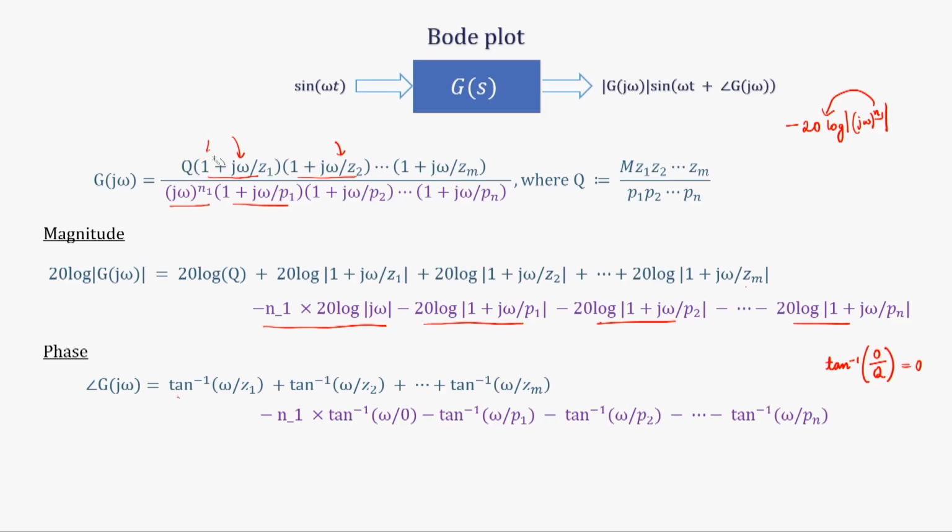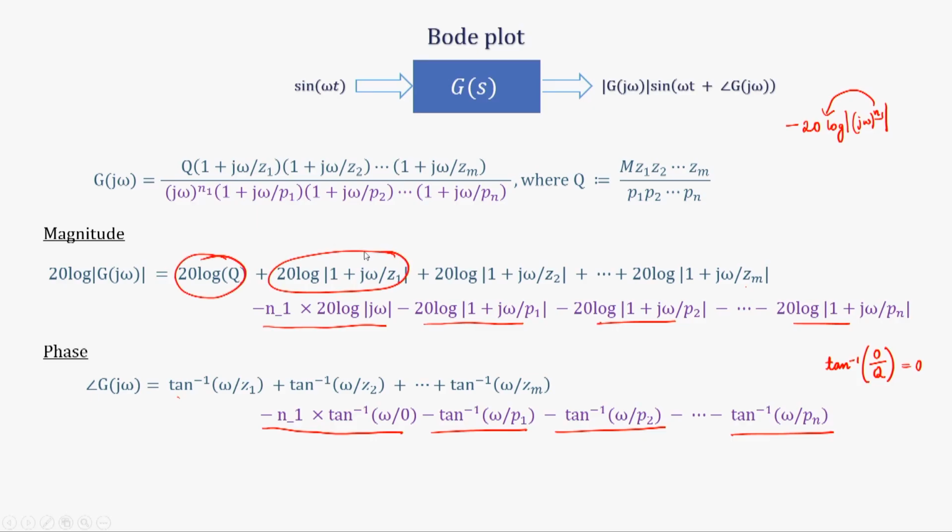Okay, that is the reason actually we went to these forms, because it is easier to write down the phase angles. Similarly, since we are using tan inverse, the denominators will have negative terms, so they show up as negative terms here. Now, what is good to notice here is that if you know how 20 log of q behaves, how 20 log of 1 plus j omega by z1 behaves, each of these terms, then you just have to plot them and add them up.